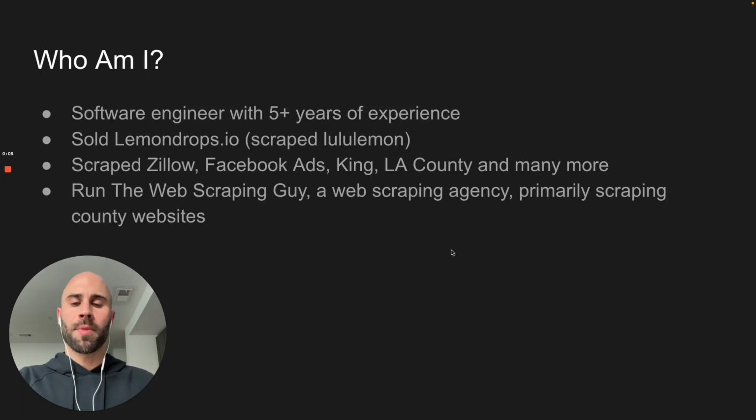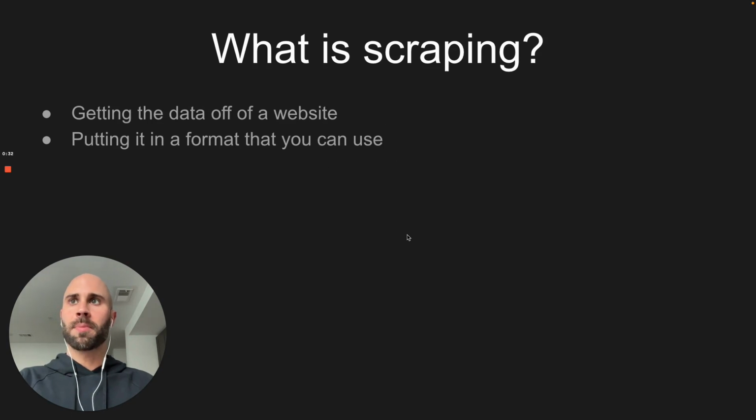And a little bit more about me. I'm a software engineer with 5 years of experience. Recently sold a small website called lemondrops.io, which scraped Lululemon and then alerted users when items were back in stock. I've also scraped Zillow, Facebook ads, LA and King County, as well as many more counties and websites. And I run the Web Scraping Guy, a web scraping agency primarily focused on scraping county websites.